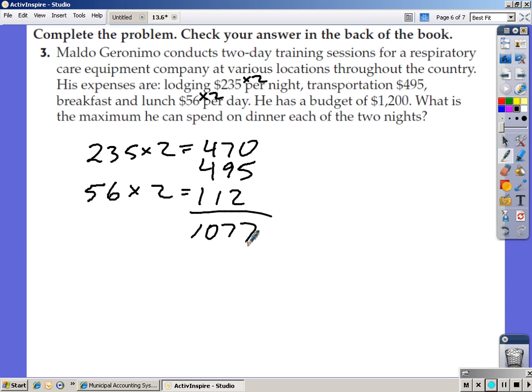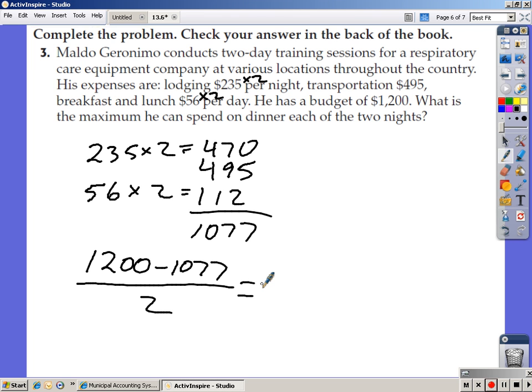Okay, we want to know how much he can spend on dinner, the maximum for 2 nights. So take 1,200 minus 1077, then divide that by 2 because we've got 2 nights. Okay, so we get 123 over 2, which works out to be $61.50 a night for dinner. He's going to eat quite well. Okay?